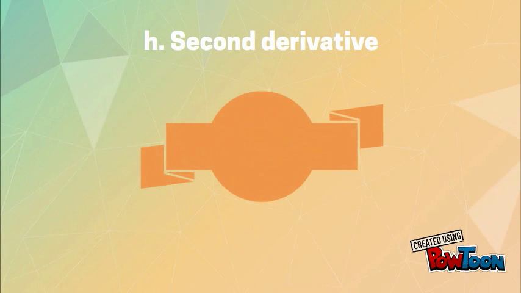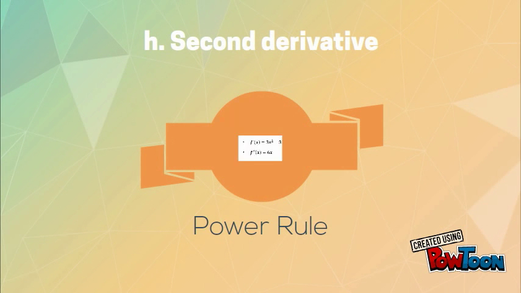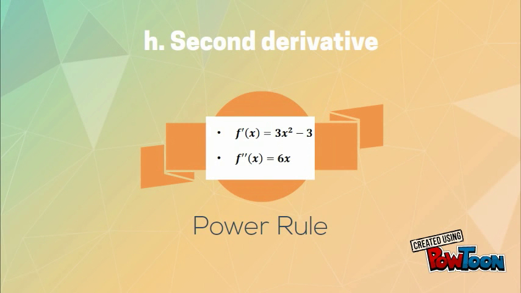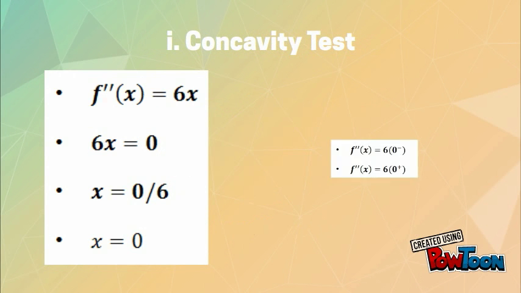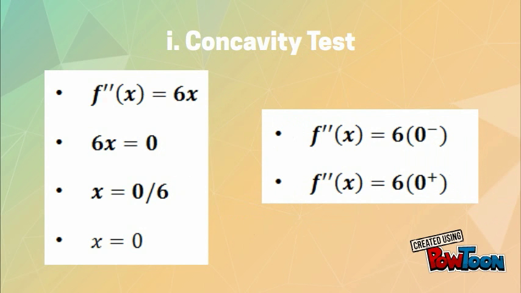For the second derivative, we did the same as with the first derivative, but using this one and the power rule. To do the concavity test, we use the same steps as in the ID test, but using the second derivative. So first we solve for x, then we plug the near values to x equals 0 in the number line, so we could get the concavity of the function.